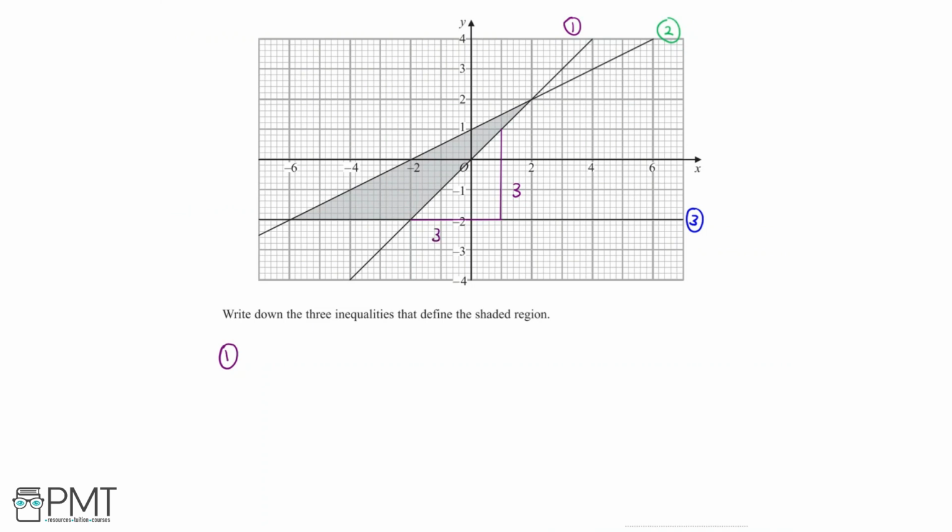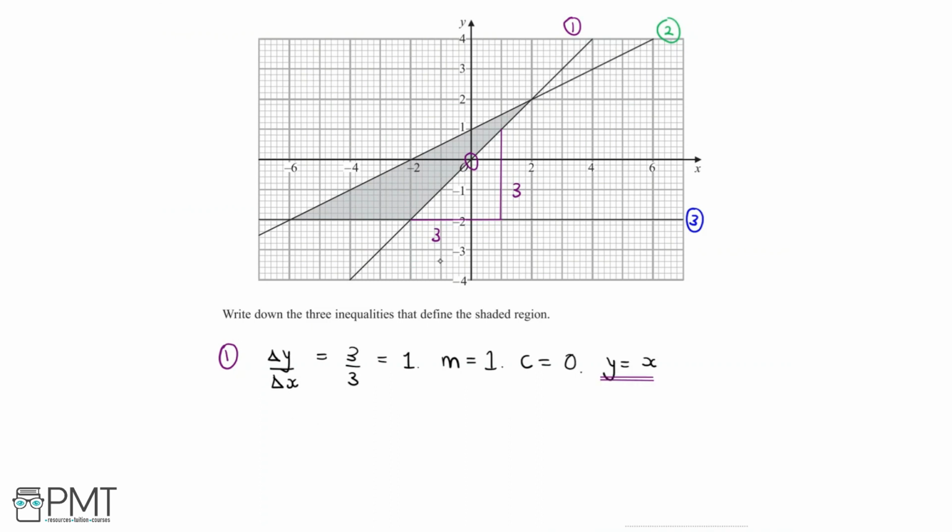Now we can say that for line 1, the gradient is the change in y divided by the change in x, which is equal to 3 divided by 3, which is equal to 1. So the gradient m is equal to 1. On line 1, we can see that the y-intercept is the origin, which is 0. So the y-intercept c is equal to 0. Putting this together in an equation, we can say that y equals 1x, so just x plus 0. So we'll leave it as y equals x.